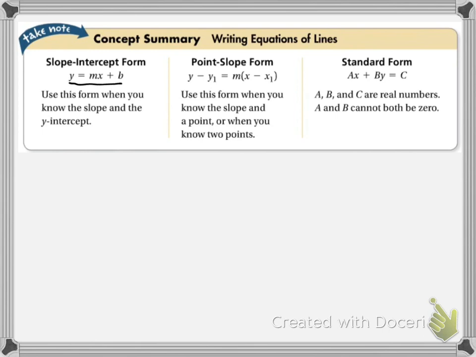Again, here's a little rundown of the types of forms for equations of lines. As you can see, slope-intercept we talked about. This is point-slope form. Now remember, we can go to slope-intercept from point-slope form, but they're the same thing there. And then standard form here.